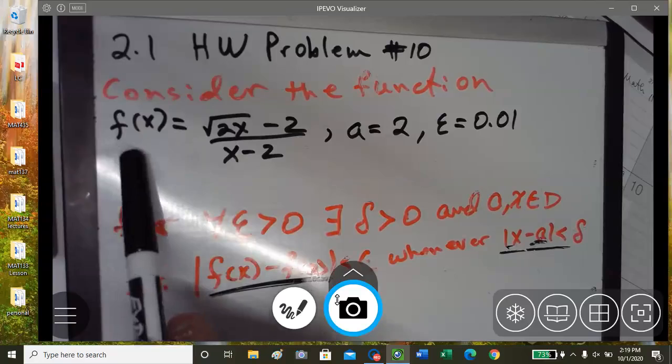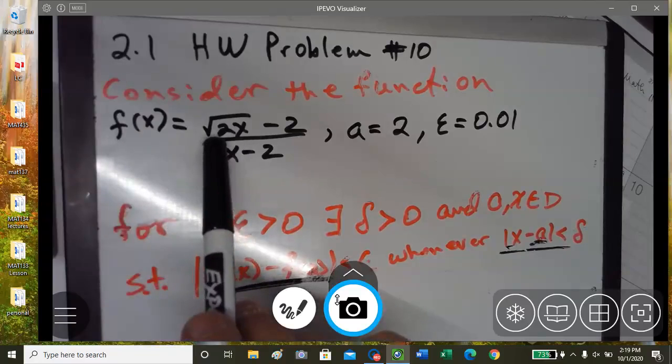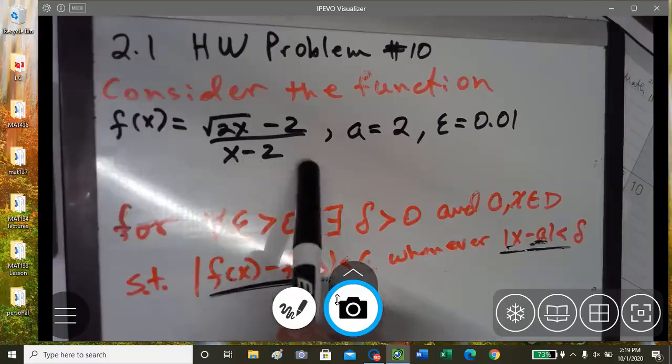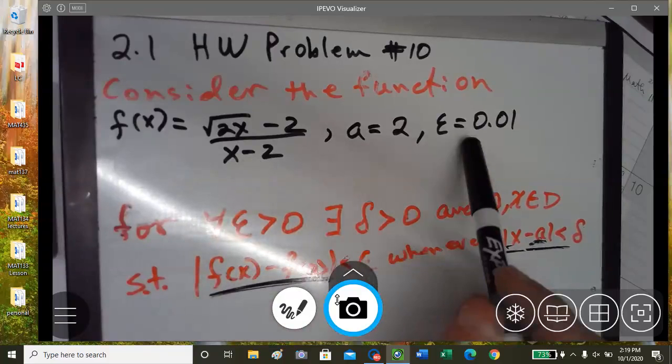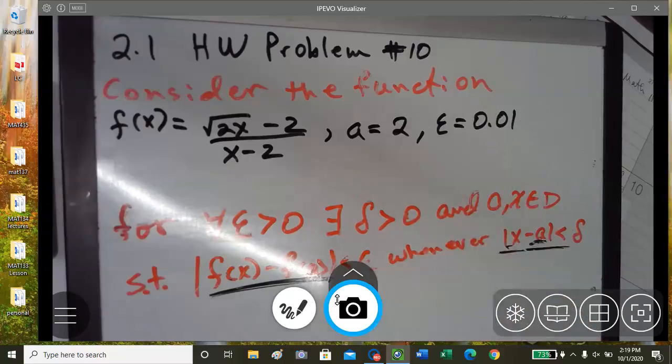So here we have the function f of x equals the square root of 2x minus 2 over x minus 2, when a equals 2 and epsilon equals 2, we're going to use an epsilon of 0.01. Okay, so this is like boilerplate. We use this on all the problems.